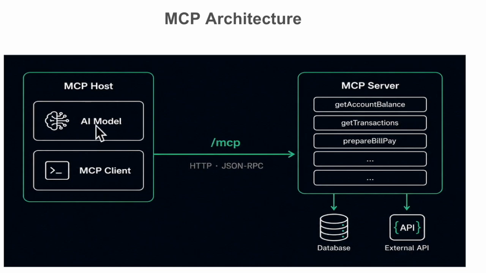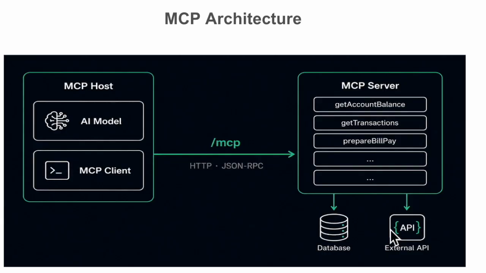On the other side is the MCP server. The MCP server exposes a set of capabilities, a catalog of things the AI is allowed to do. Each capability is a tool. Each tool is a governed, controlled interface to the downstream system, could be our banking APIs.